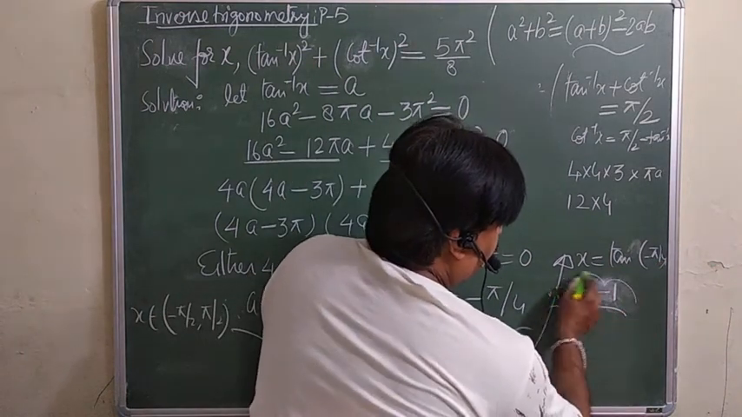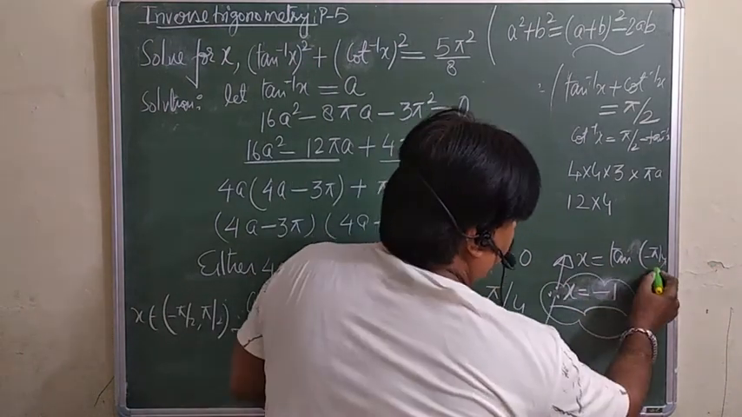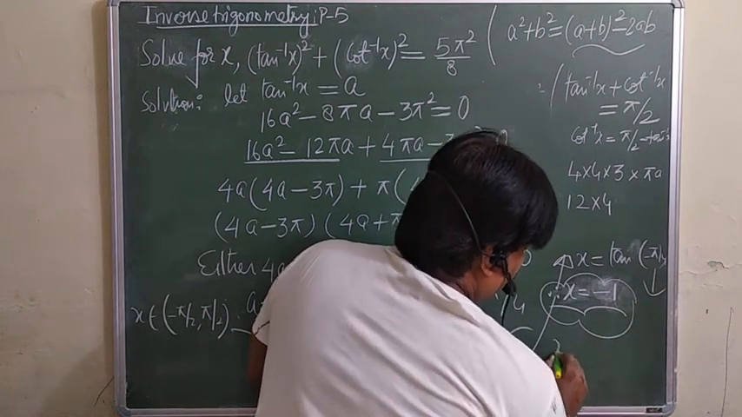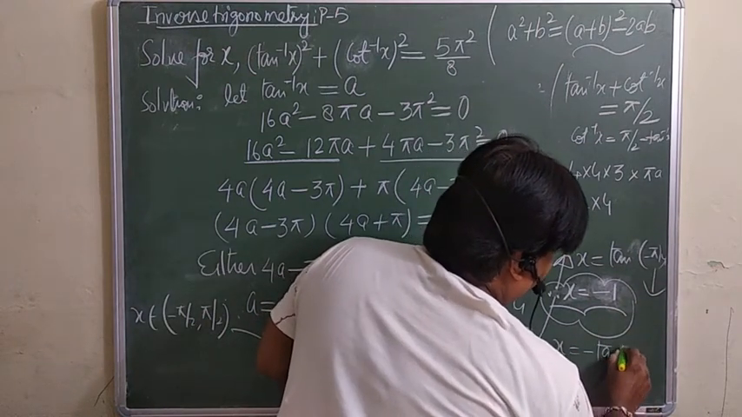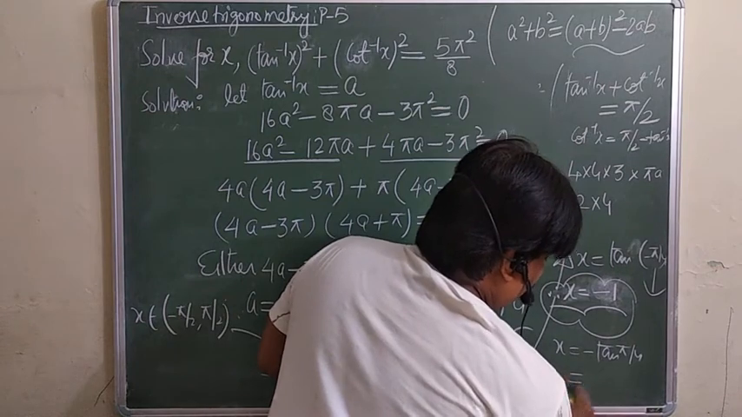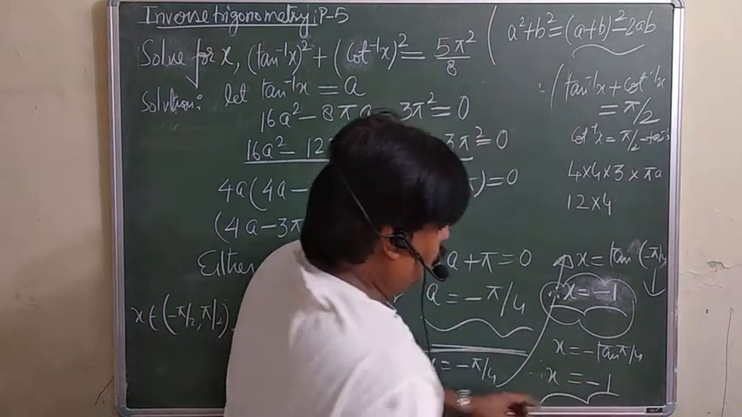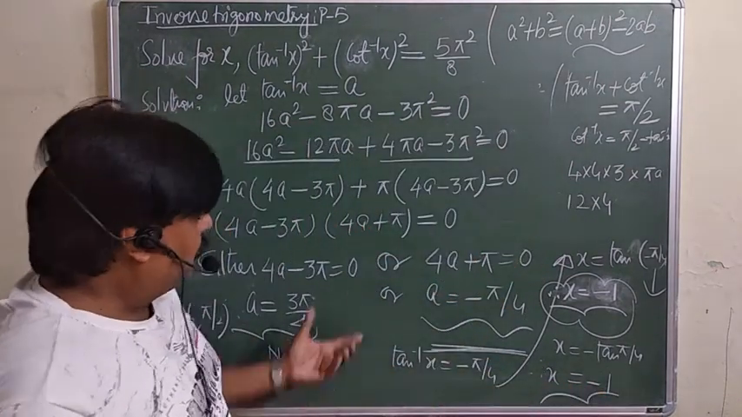So what we will get is x equal to minus tan pi by 4, that is tan 45, so x is equal to minus 1. So you will get the value of x is equal to minus 1. Have a look.